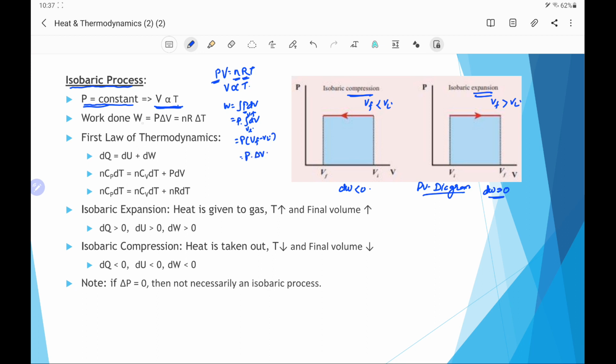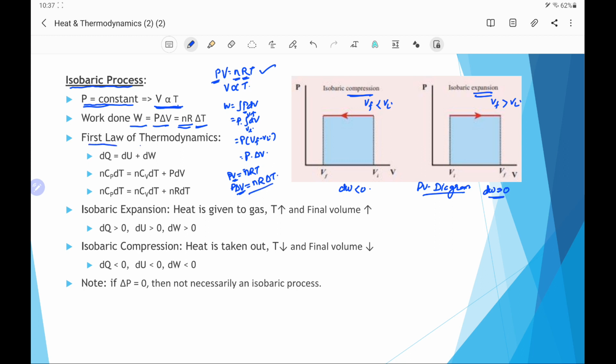Here we have written work done is P into delta V, and using the equation of the ideal gas, we can write P delta V equal to nR delta T, because in ideal gas equation PV equal to nRT, and here we change the volume, so P into delta V, because P remains constant for isobaric process. So because of this volume change, there is a change in the temperature. So we can write P delta V equal to nR delta T.